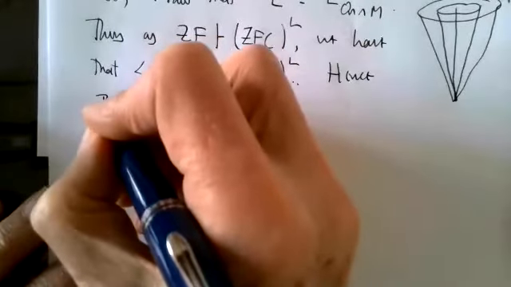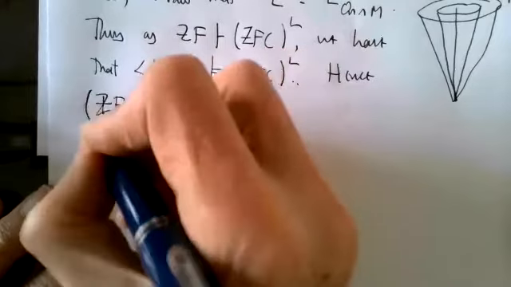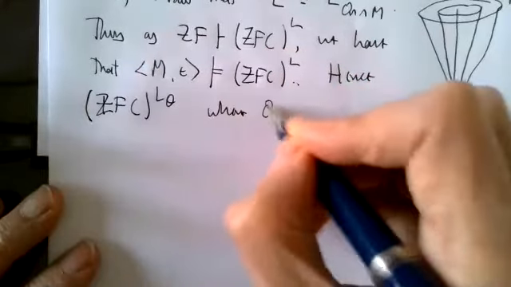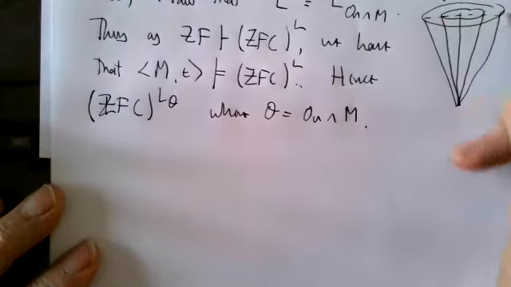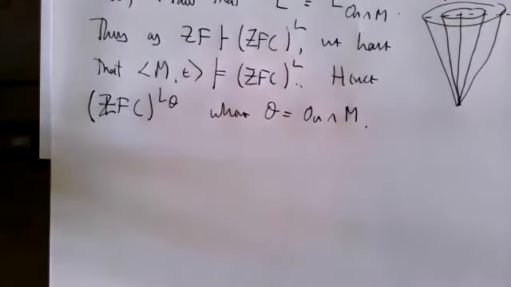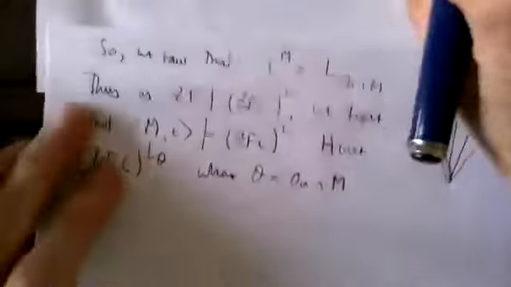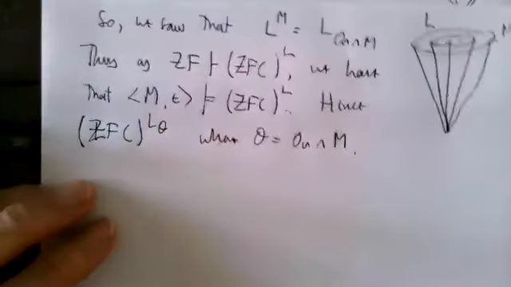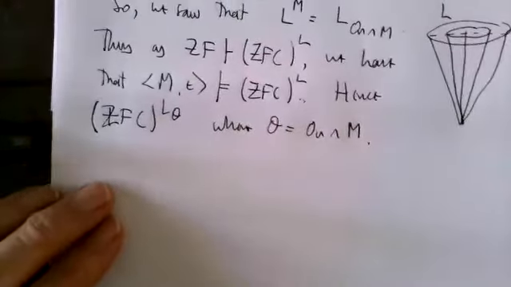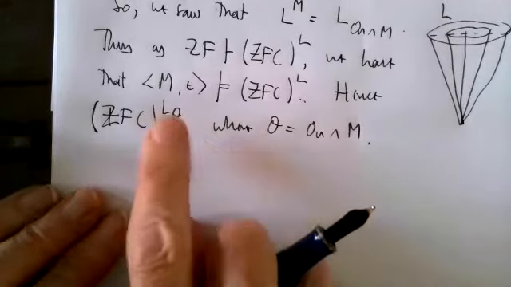Hence, ZFC holds in L theta, where theta is the height of M. Right, so that's the ordinals there. So that's the first observation. If I've got a model of ZFC, its L is a model of ZFC. Okay, so now we know something more. There's not just set transitive models of ZFC, there are levels of L that are models of ZFC.